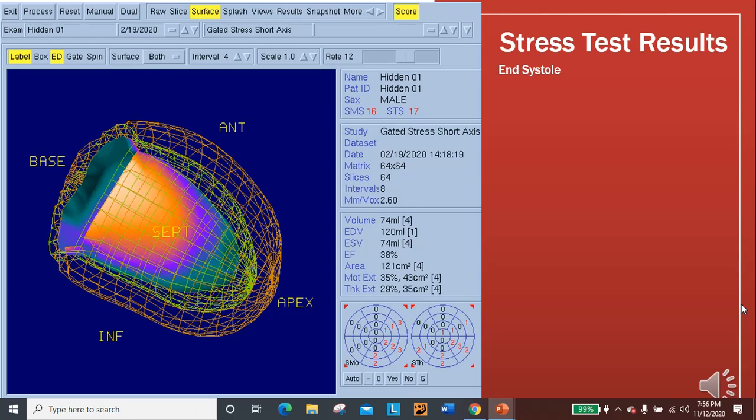As you can see on the right-hand side under the volume, the EDV and ESV, which are the end diastolic and end systolic volumes, the ejection fraction is 38% on this stress image. As I said earlier, the echocardiogram results were 52%, and that's why we ordered the MUGA scan. Now that we have gone over the stress test results, we can get into the MUGA information.